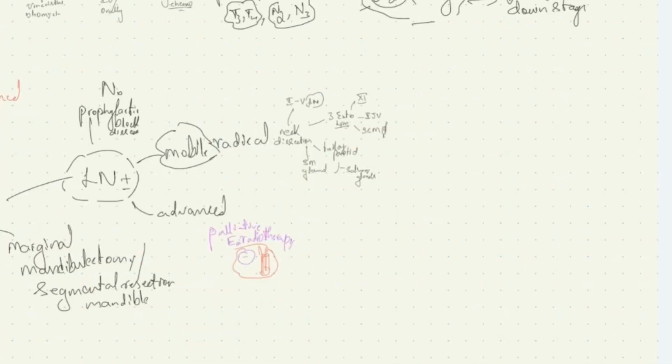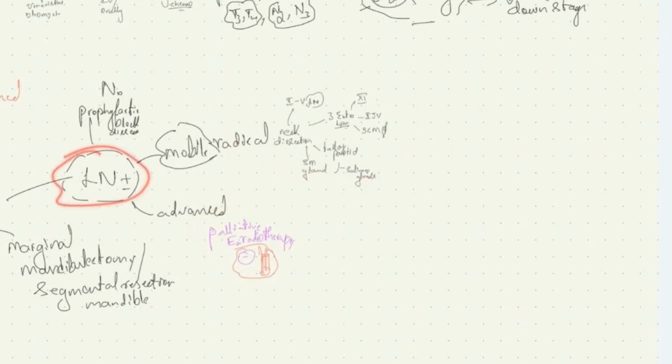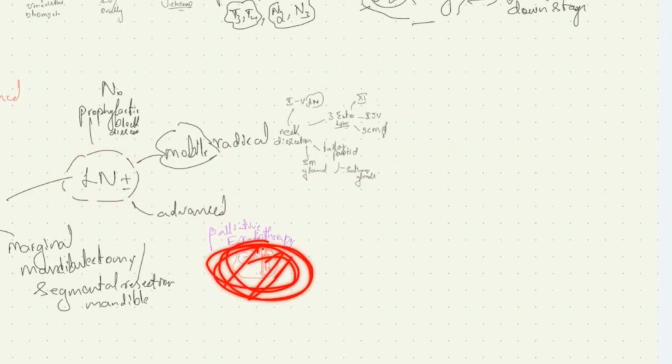If the lymph nodes are fixed, hard, and we have advanced lymph node disease, we can give palliative external radiotherapy. Why can't we do surgery in these patients? Because it is seen that in patients with advanced lymph nodes, we have extensive hemorrhage on doing surgery, so we do palliative external radiotherapy.